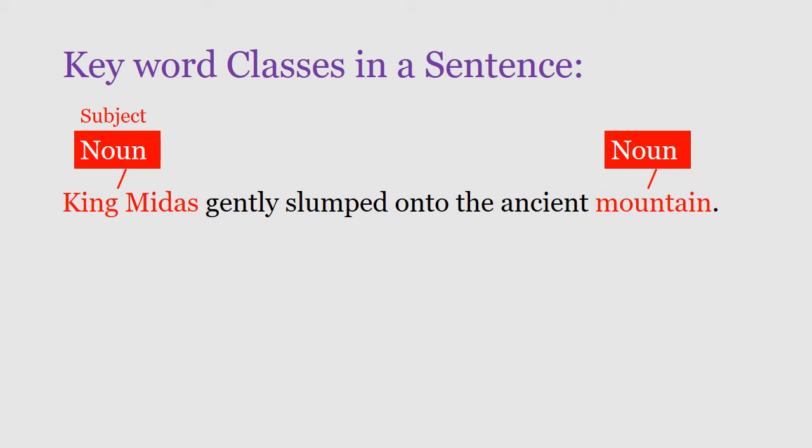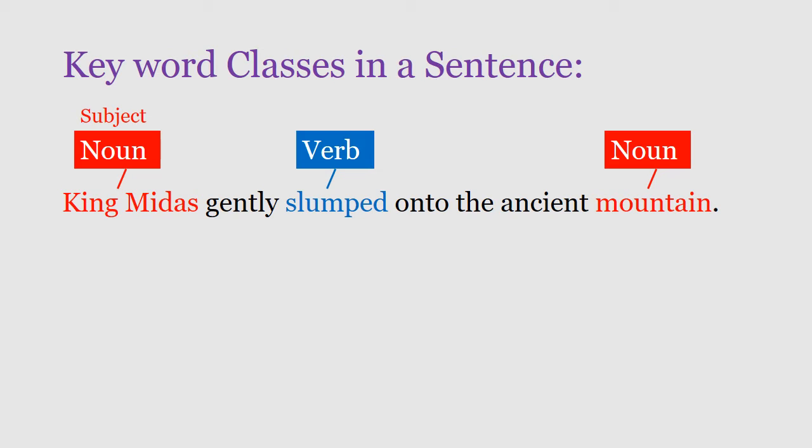If a sentence contains more than one noun, you have to always think about which of those nouns is the subject. The subject is the main noun that the sentence is about. In this sentence, the key focus is King Midas because the sentence is describing what he is doing. So King Midas is the subject.